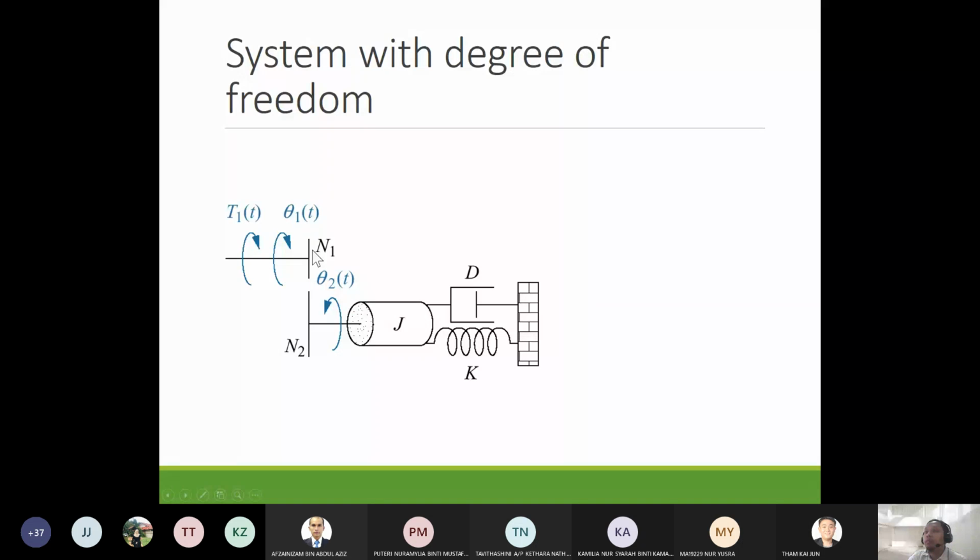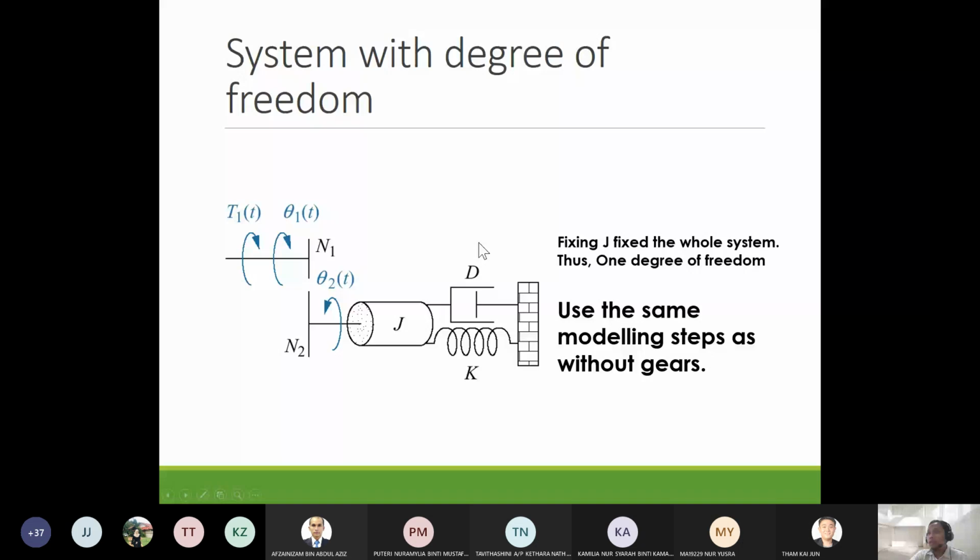And then the gear N1 is connected with gear N2. So the number of teeth is N2. And in this shaft here, we have angular displacement theta2. And then we have an inertia or mass J connected with a damper and spring to a wall.